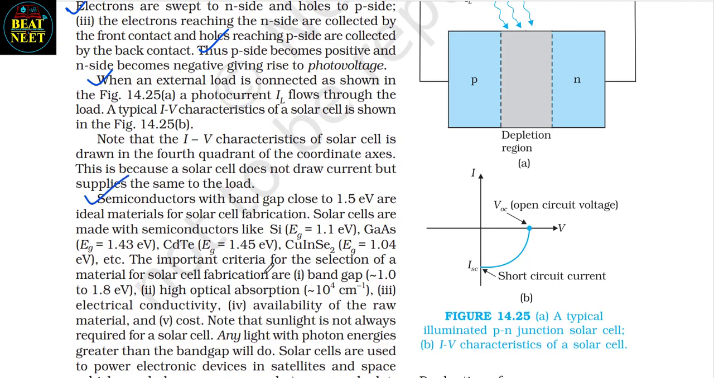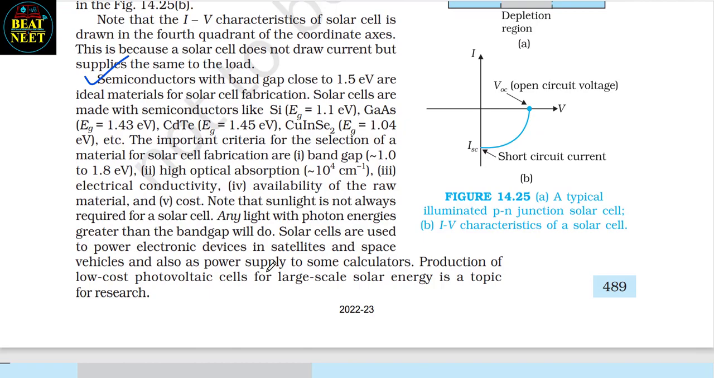Semiconductors with the band gap close to 1.5 electron volt are ideal materials for solar cell fabrication. Solar cells are made with semiconductors like Si, Eg is 1.1 electron volt, GaAs, Eg is 1.43 electron volt, CdTe, Eg is equal to 1.4 electron volt, and CuInSe2, the Eg value is 1.04 electron volt, etc.